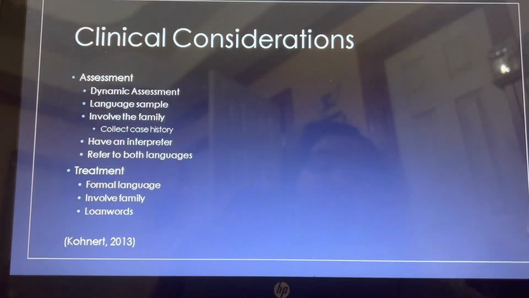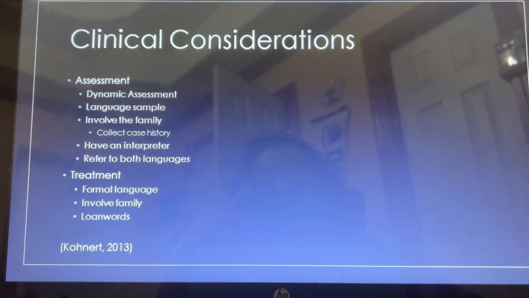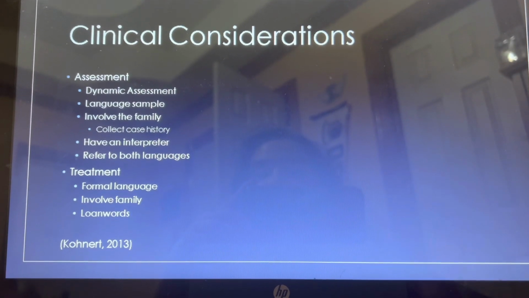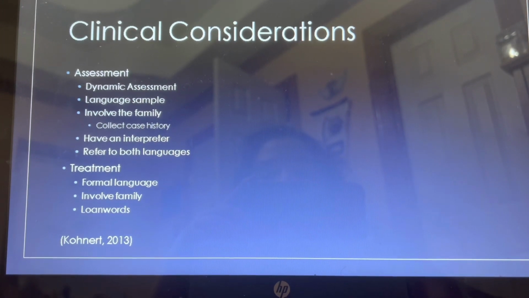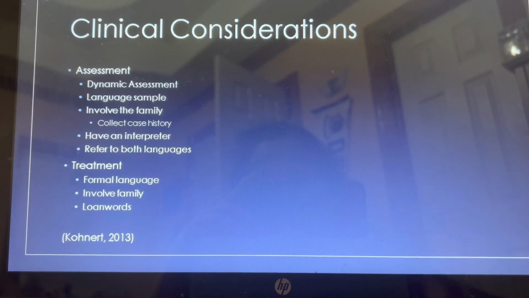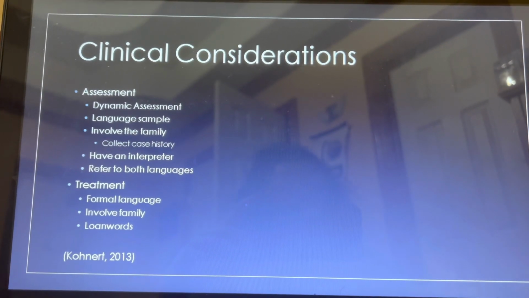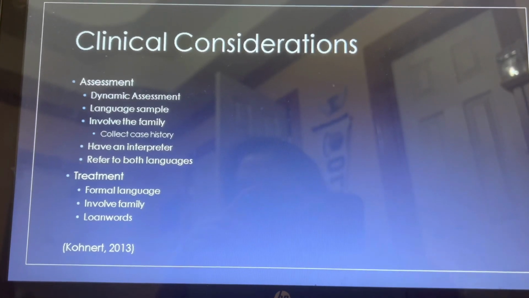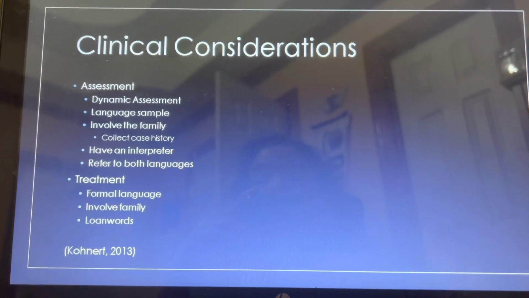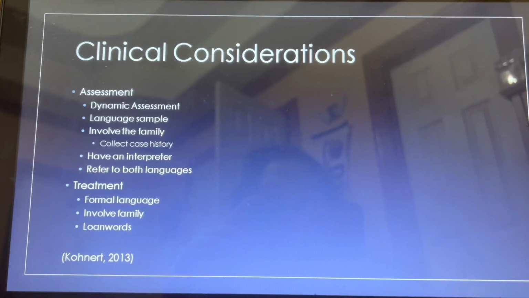Okay, so next I wrote down some cultural considerations based on what I've read and what we've learned so far in the class. So for assessment, I would consider using a dynamic assessment to really get the best picture of the individual that you're assessing. I would use a lot of language samples. Involving the family would be very important, considering that we know that they are collectivists. Interviews with them would be especially beneficial, and of course, for collecting case history.